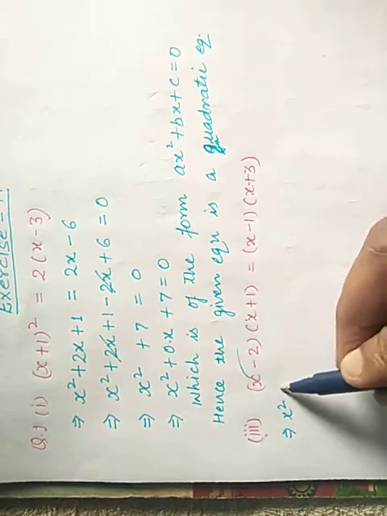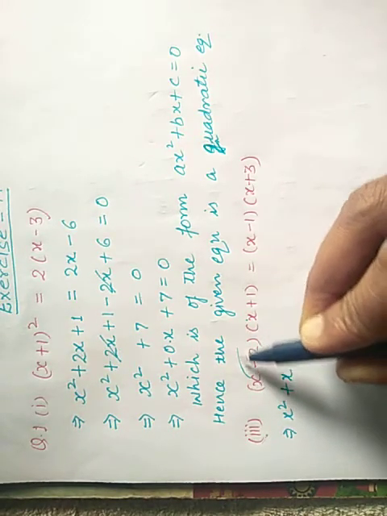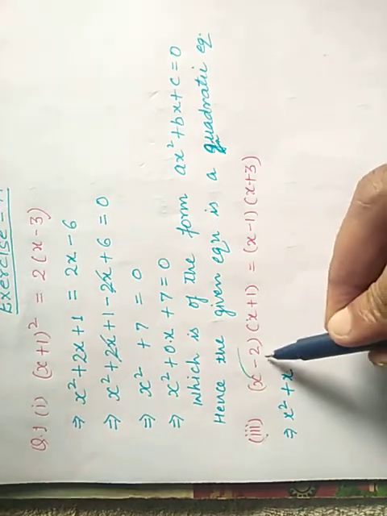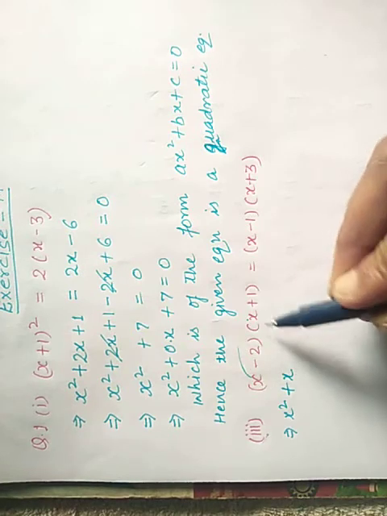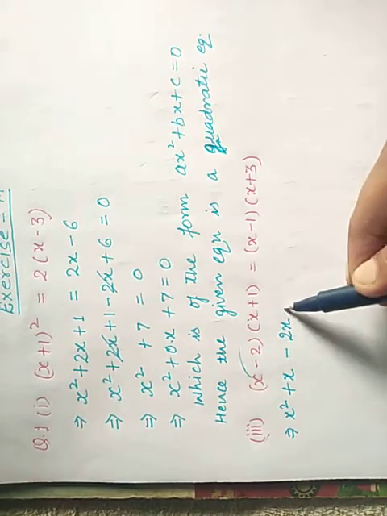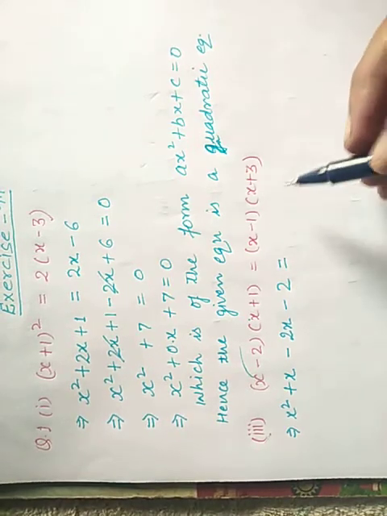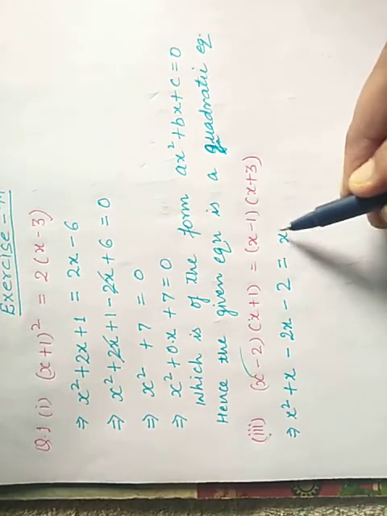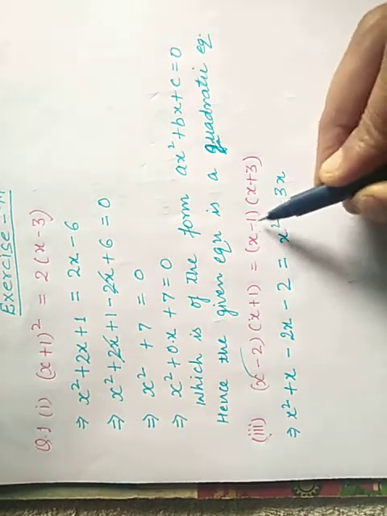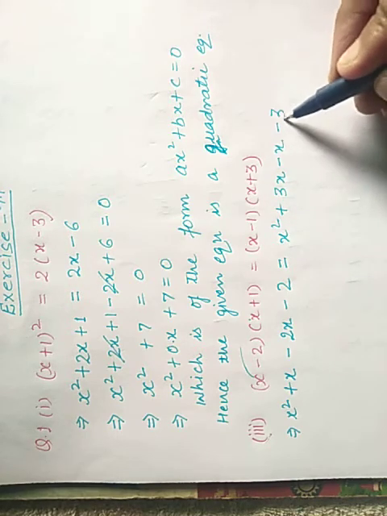x into 1 plus x, minus 2 into x, because we have multiplied x with both, we have x square plus x. Minus 2 multiplied with x gives minus 2x, minus 2 into 1 gives minus 2. Similarly we will do it here, x into x square, x into 3 plus 3x, minus 1 into x minus x, and minus 1 into 3 minus 3.